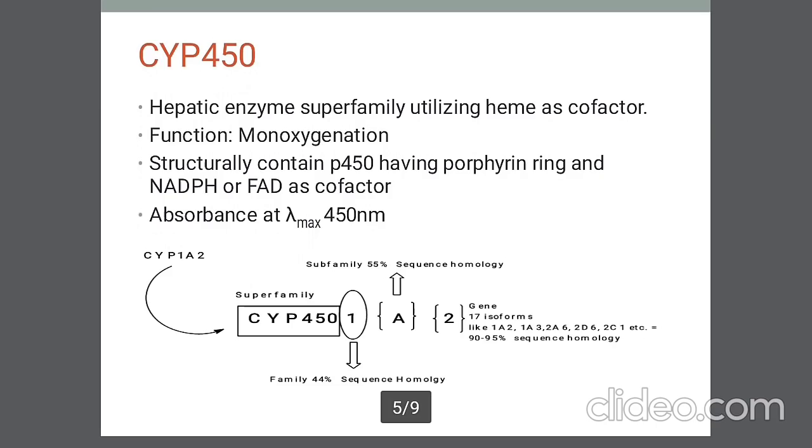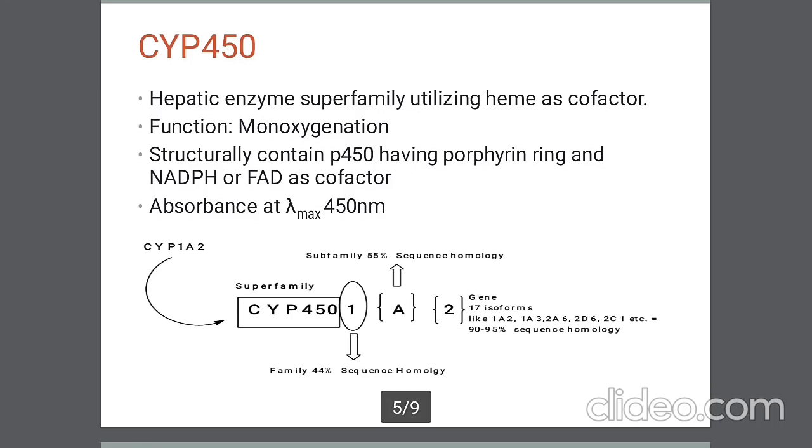So now just simply understand what you mean by cytochrome P450. Cytochrome P450 is a superfamily of hepatic enzymes responsible mainly for phase 1 drug metabolism interactions. This superfamily of enzymes requires heme as a cofactor. The function of cytochrome P450 is monooxygenation. Structurally, cytochrome P450 contains a porphyrin ring and NADPH or FAD as a cofactor.